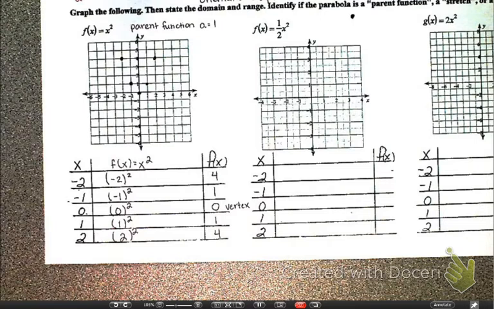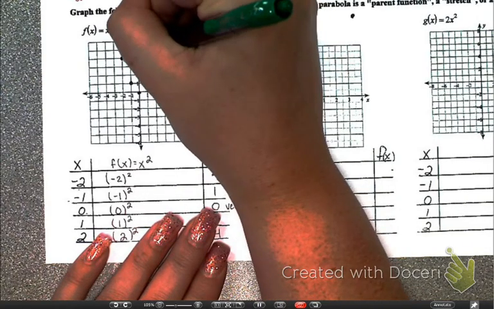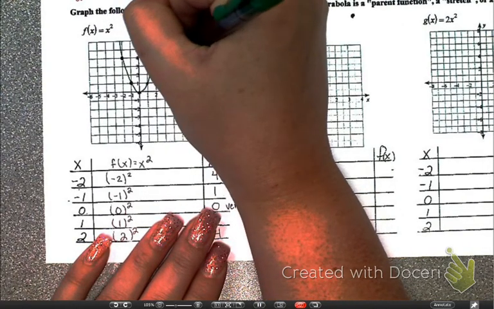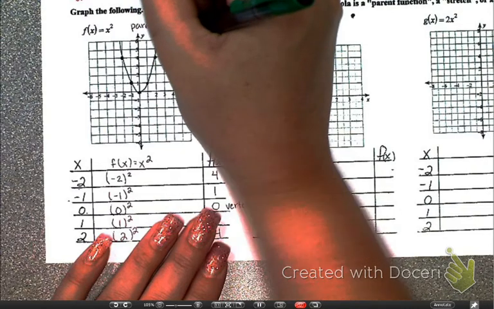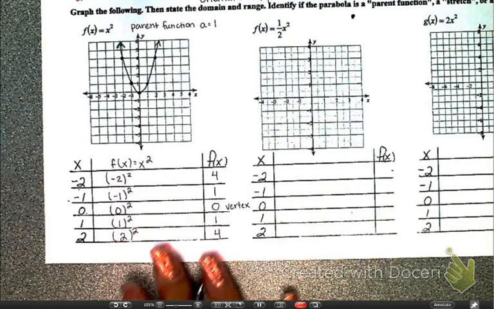Now when you draw in this curve, what should the shape be? A U, which means there's a curve to it. It's not going to be perfect every time, but do your best. Okay, so you're going to draw on your curve. We're going to add arrows because it extends on, but it should be a U shape.